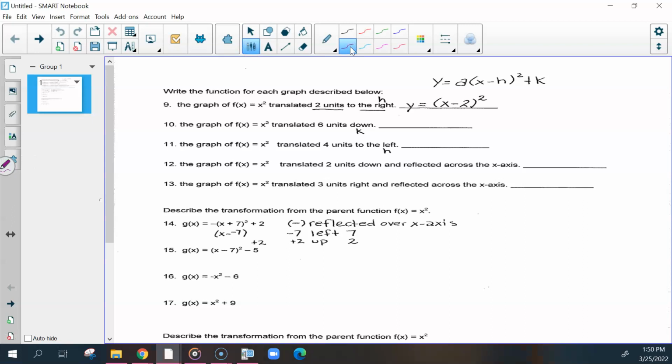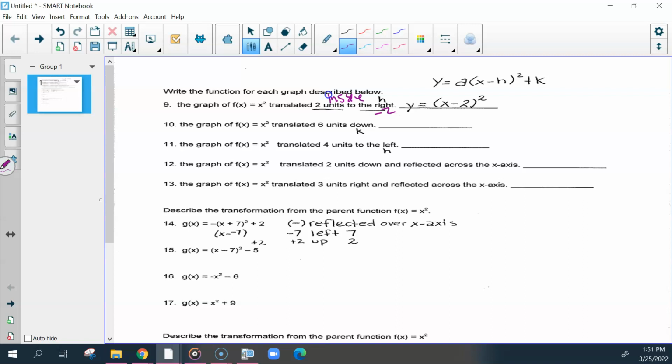Have your priorities right. So again, number 9 was already given to you, but I'll talk through that. X squared translated 2 units to the right. This is going to be on the inside. To the right is going to be minus 2, which is why it was minus 2 inside parentheses. Make sure this is squared.